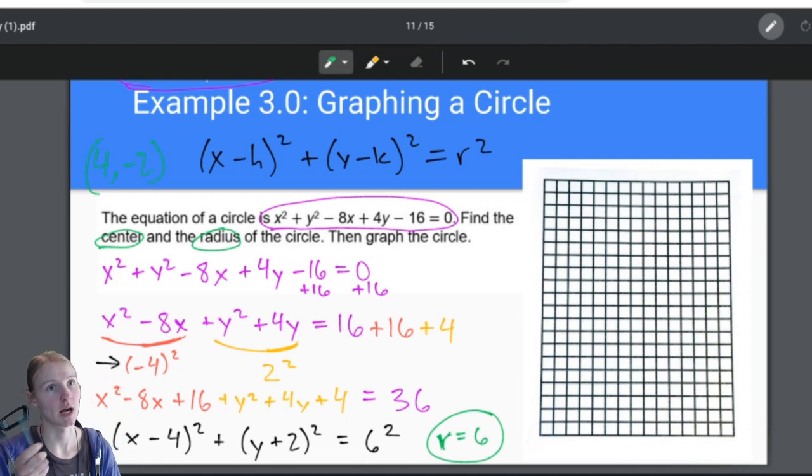Ta-da! That one's a little more complicated. You see why this one is extra, but not so bad. All right, and now let's graph.